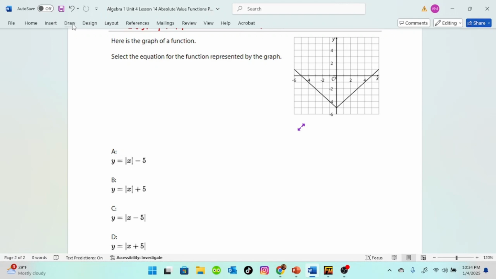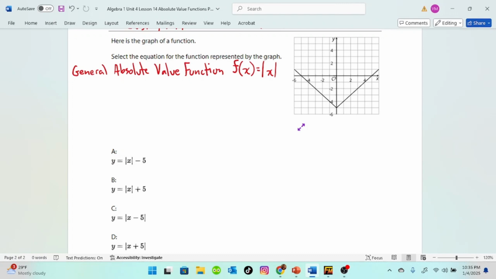So the first thing that you need to understand is a general absolute value function. And this is simply f of x equals the absolute value of x.